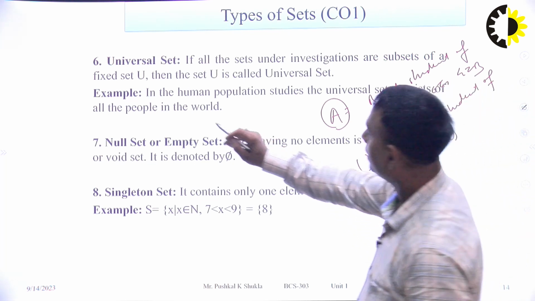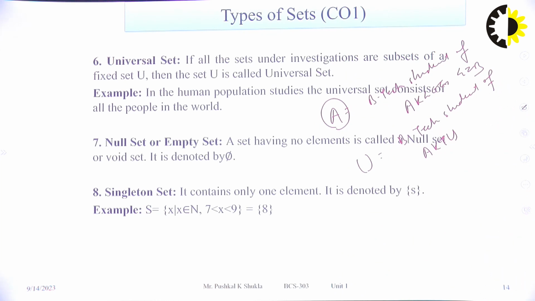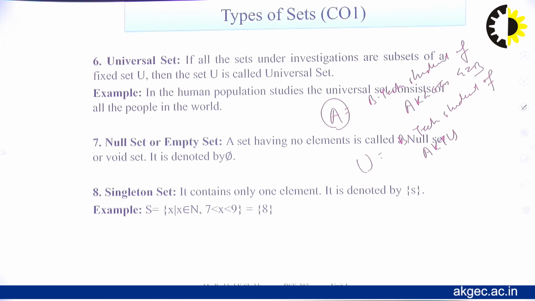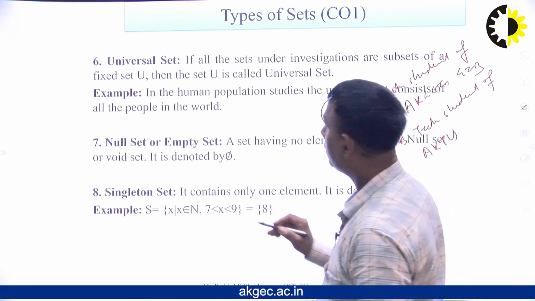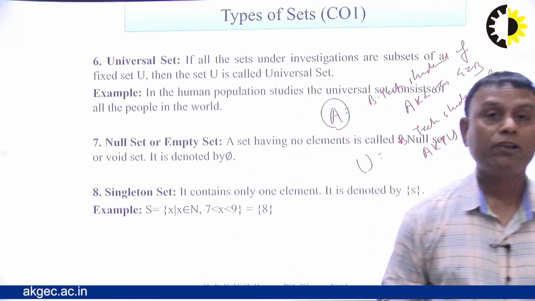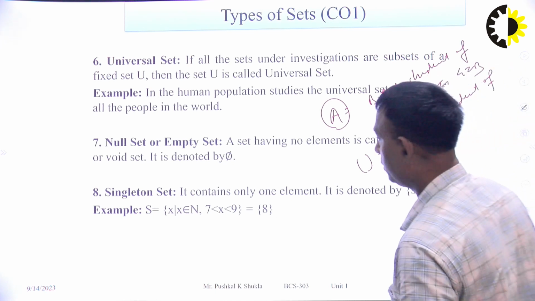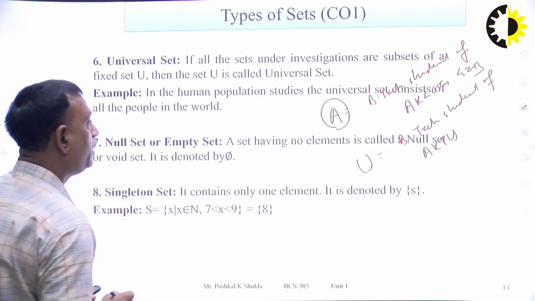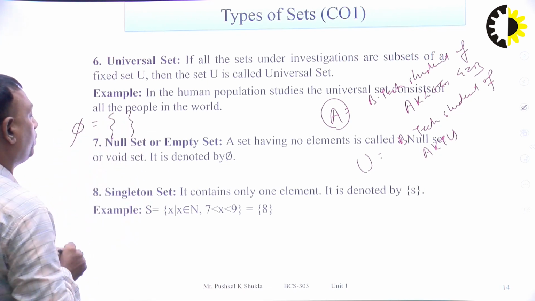Another example: in human population studies, the universal set consists of all the people in the world. Suppose we are interested to study the Indian population, the Indian human population is a set, then the whole world population can be considered as a universal set. A null set, a set having no elements, is called the null set, also known as the void set, and it is denoted by phi.